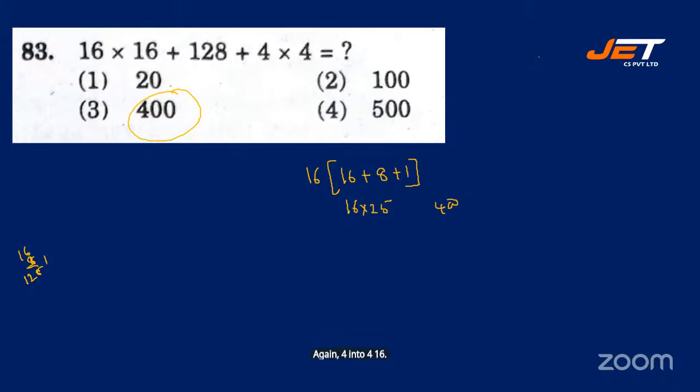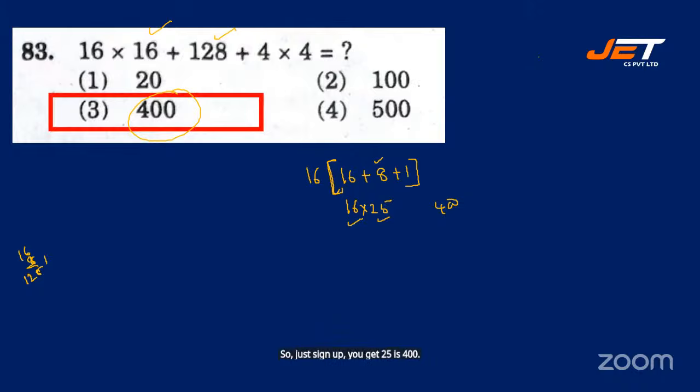Okay, Somesh, see, I'm taking 16 out, common. So with that, I have 16 here. Next, 16 into 8 is going to give me 128, right? And I have already 16, so into 1. So just add up, you get 25. 16 into 25 is 400. So your option 3 is correct. Okay. So Ravinder Gajula has given me the right answer.